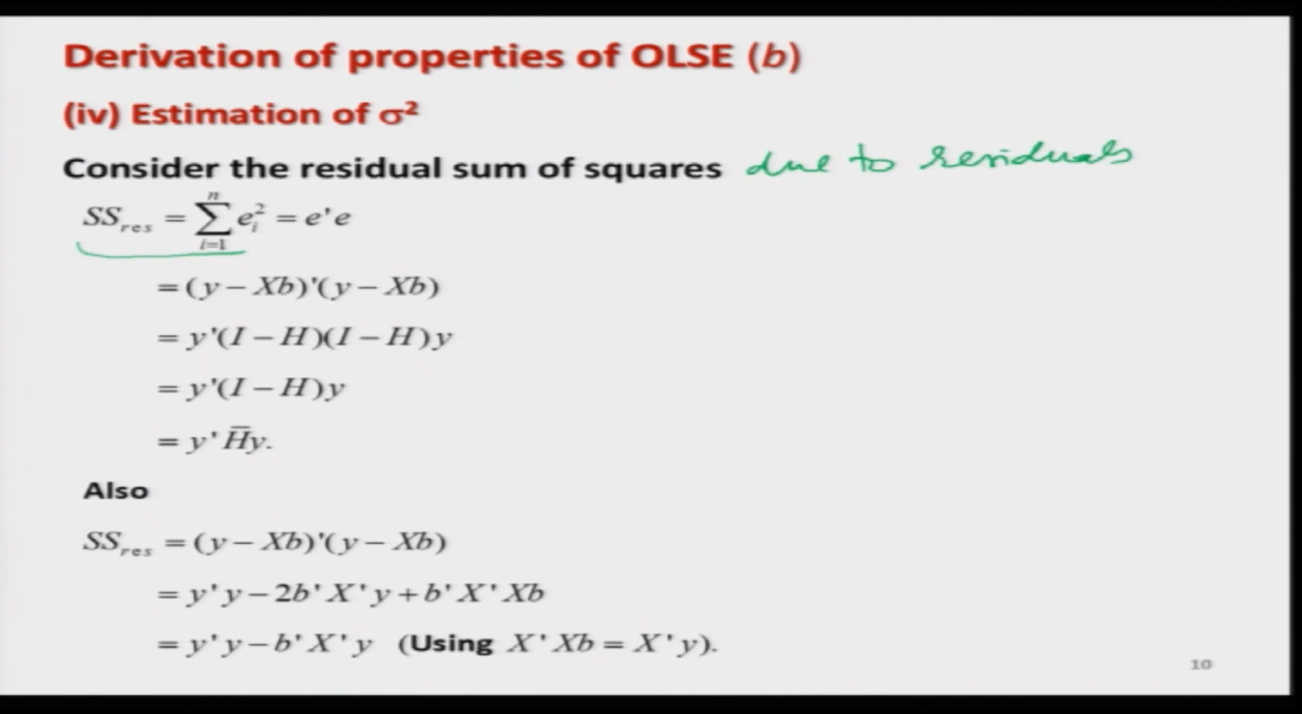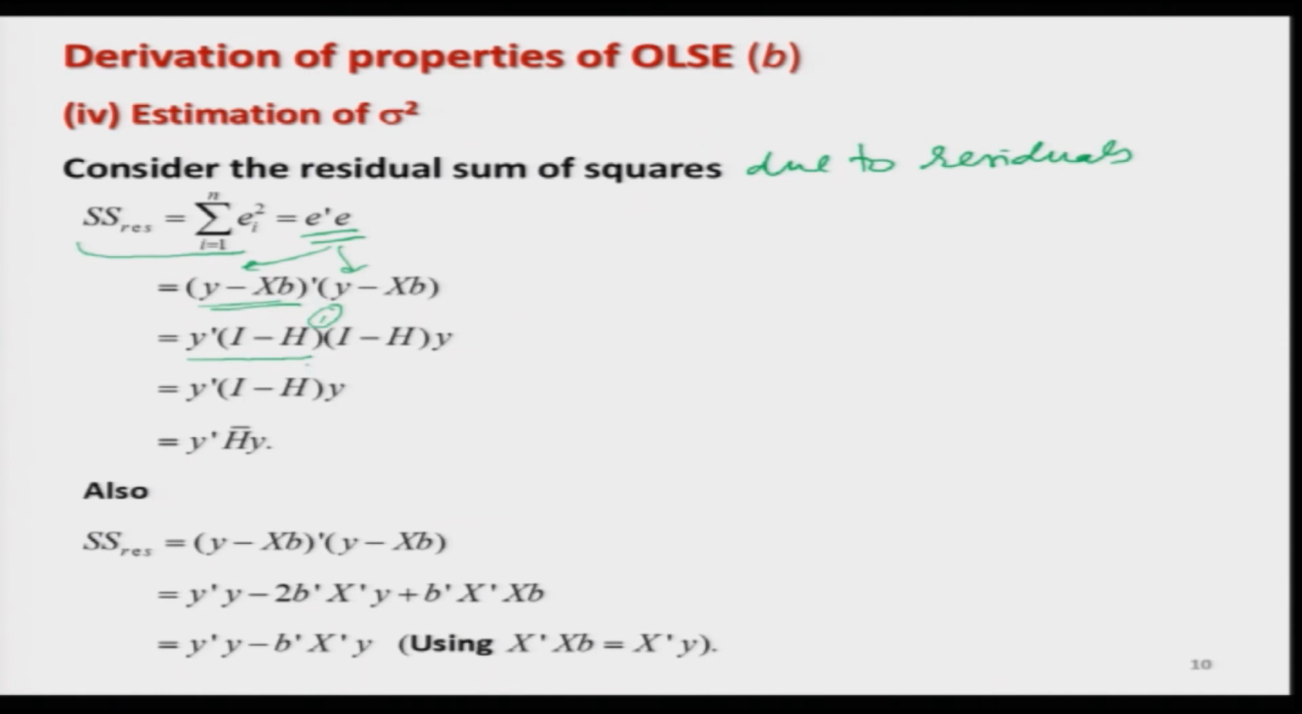This was defined as summation i goes from 1 to n of e_i square, which can be written in terms of vectors as e transpose e, where e is obtained as y minus X b. So it is (y minus X b) transpose times (y minus X b), and using the earlier result we have just obtained, y minus X b can be written as (I minus H) y. So this is y transpose (I minus H) transpose (I minus H) y, but since I minus H is a symmetric matrix, the transpose will not make any difference.